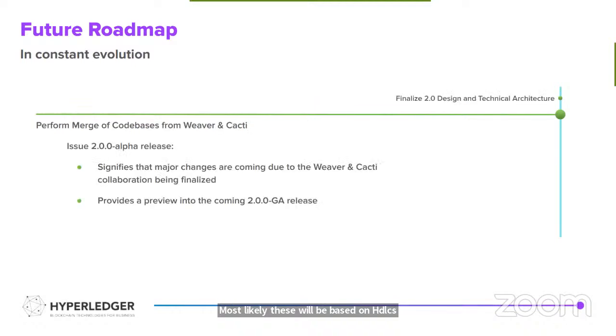And then once we figure out what goes into 2.0, we will issue a 2.0 alpha release, which will be the first release ever that will contain the Beaver and the Cactus source code together, which is what makes up Cacti.